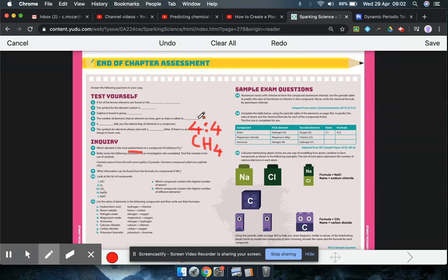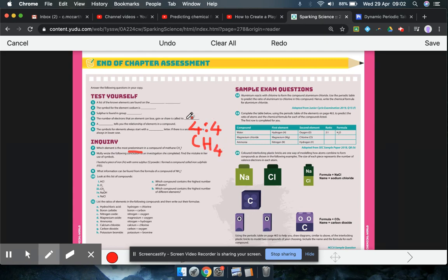Okay, so in other words, it'll meet the octet rule and it'll create a stable compound. A stable compound will have, for the most part, 8 electrons on its outer orbit. Okay, so that's how you do that question there. This question was simply asking which is most predominant, and clearly the answer is hydrogen.